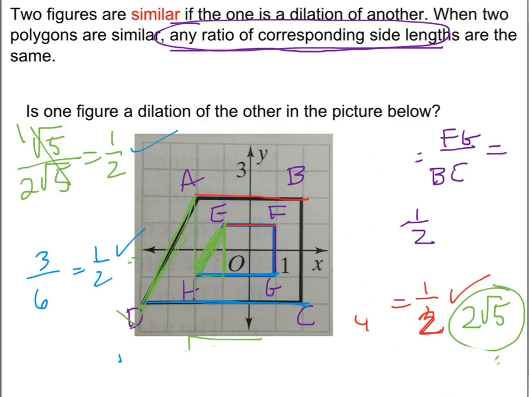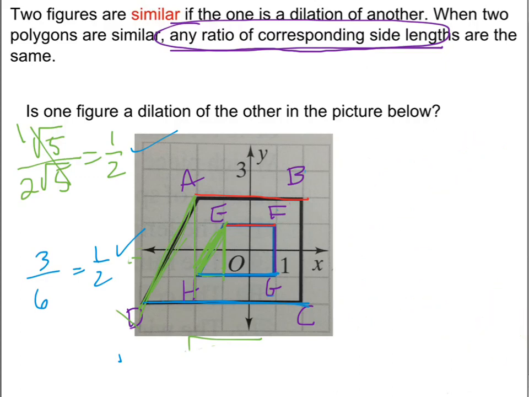Okay, and the symbol that we use for similarity is just one squiggly line. So I could say that ABCD is similar, that's what we use, to EFGH. That little symbol means similar.